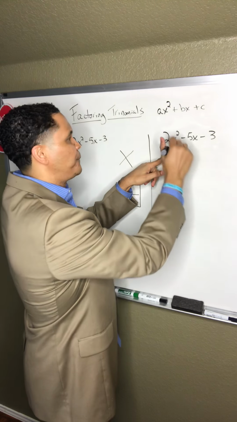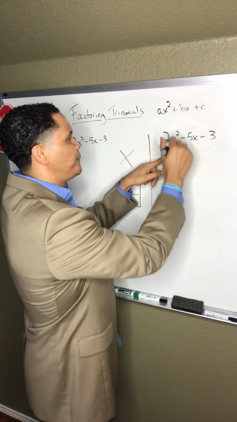Now that we're there, we factor out by grouping. So we group these two together and we group these two together. What does 2x squared and negative 6x have in common? 2x. Factor that out. If we divide 2x squared by 2x, we're left with x. And if we divide negative 6x by 2x, we're left with negative 3. What does 1x and negative 3 both have in common? 1. And if we factor it out, we're left with x minus 3.